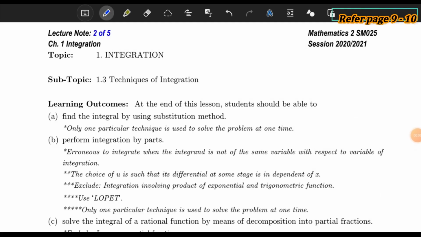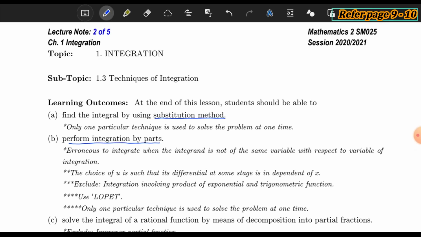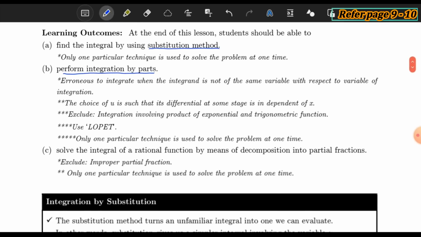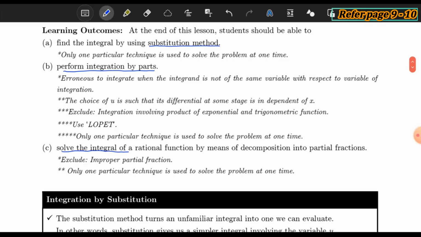Subtopic 1.3, Techniques of Integration. At the end of this lesson, students should be able to find the integral by using the substitution method, perform integration by parts, and solve the integral of a rational function by means of decomposition into partial fractions.